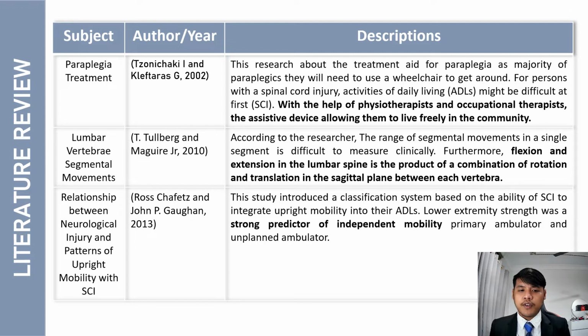According to Ross Chaffers and John P. Gohan in 2013, on the subject of the relationship between neurological injury and patterns of upright mobility with spinal cord injury, this study introduced a classification system based on the ability of people with spinal cord injury to integrate upright mobility into the activities of daily living. Lower extremity strength was a strong predictor of independent mobility, primary ambulator, and unplanned ambulator.